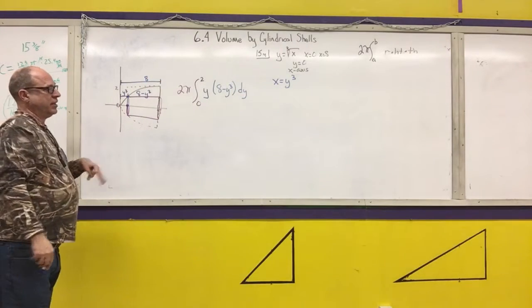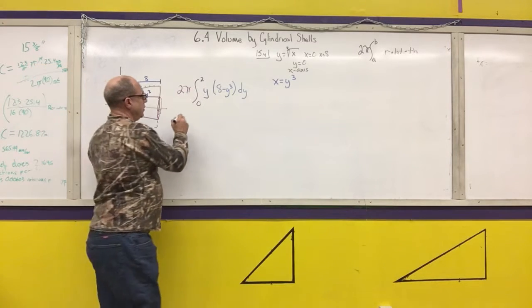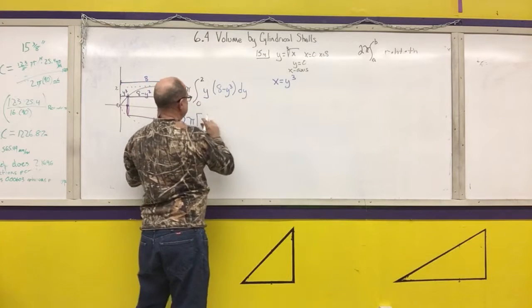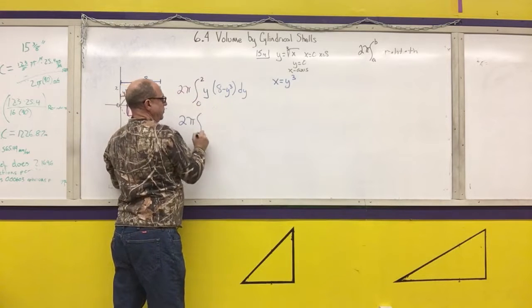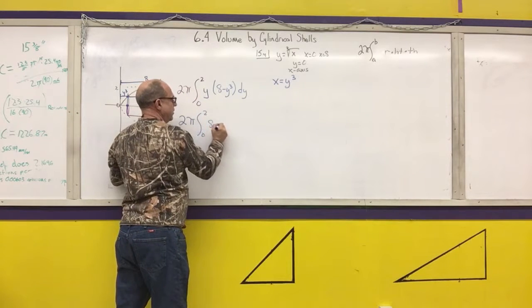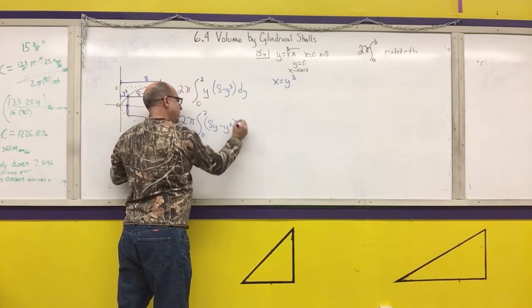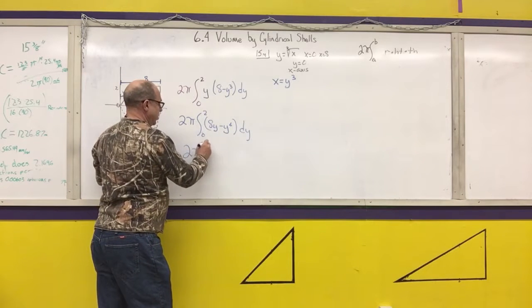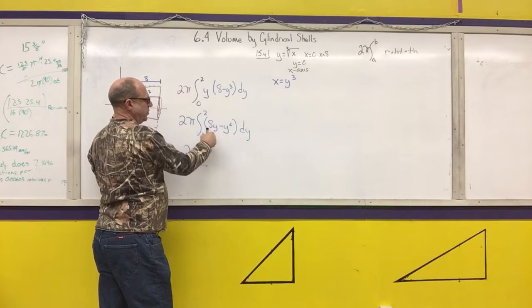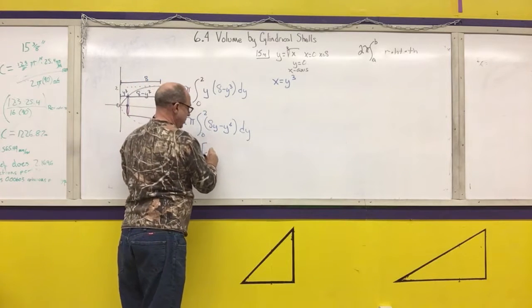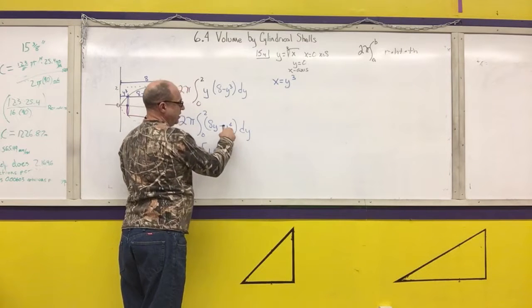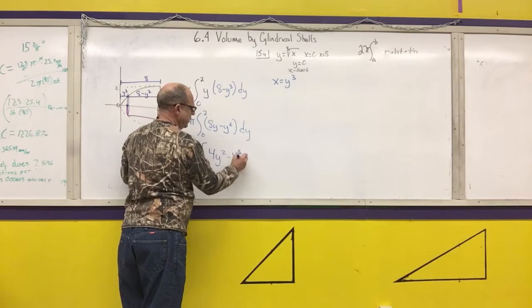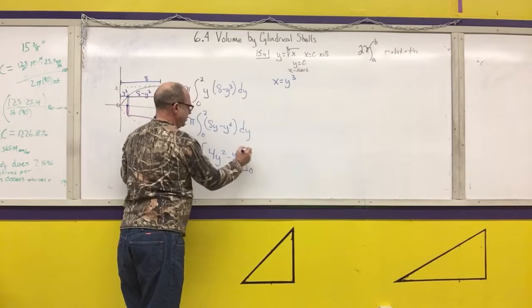So the next thing I want to do is anti-differentiate and evaluate. So I get 2 pi. Well, first thing, let's distribute this, because from 0 to 2 of 8y minus y to the 4th dy. Anti-differentiating, I get y squared over 2 times 8, which would be 4y squared. Add 1 to the exponent and divide by the new exponent, so it's going to be y to the 5th over 5. And I want to evaluate this between 0 and 2.